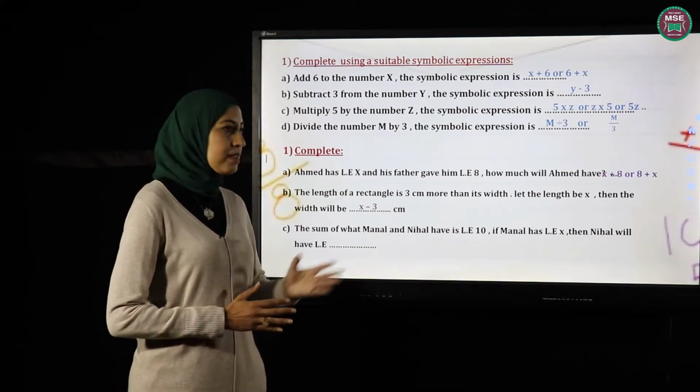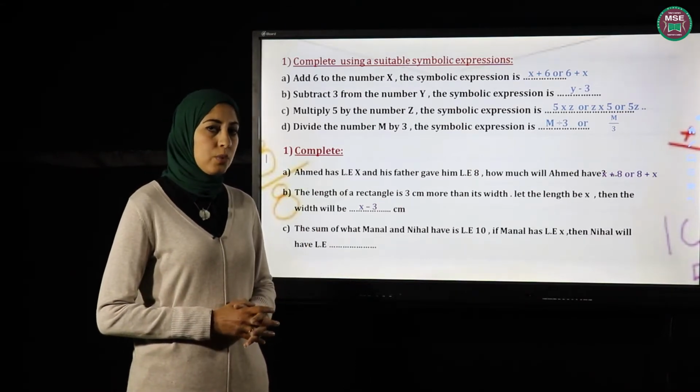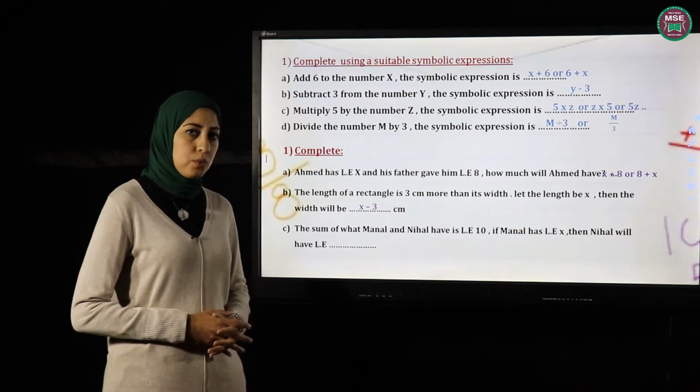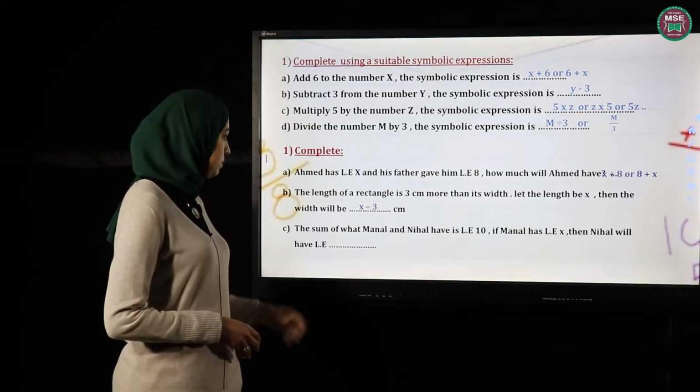Again, the length is 3 more than the width, so the length is bigger. The length is x centimeters. So what is the width? The width will be the length, which is x, minus 3.